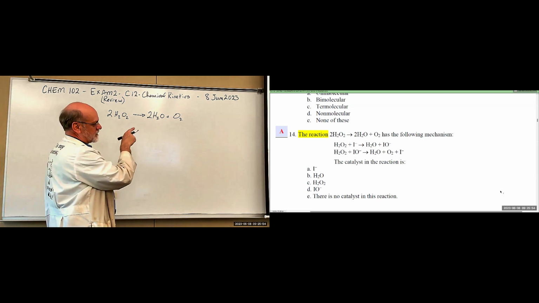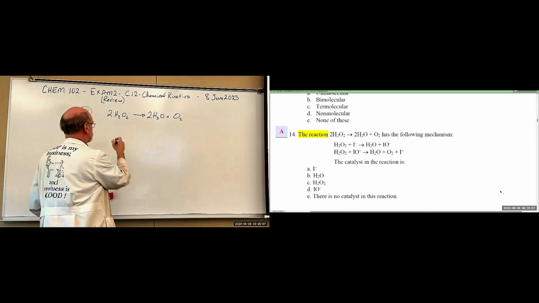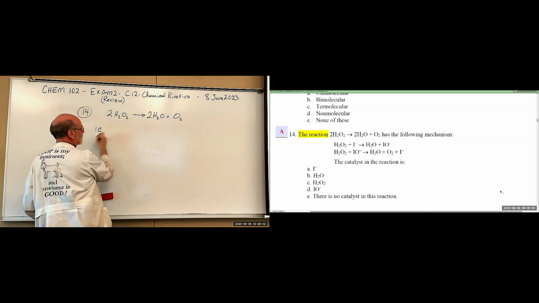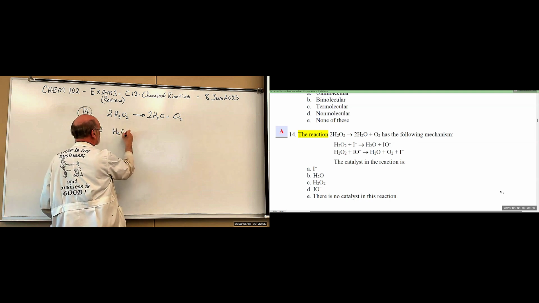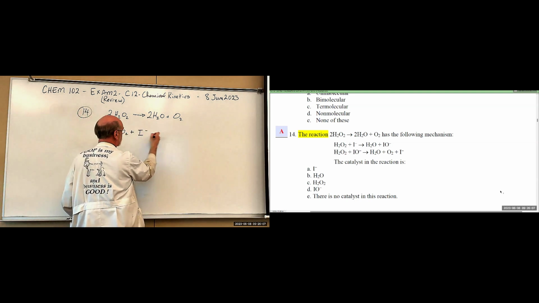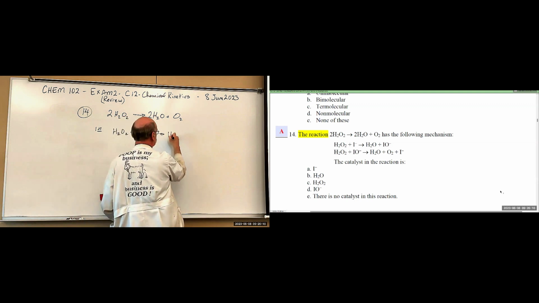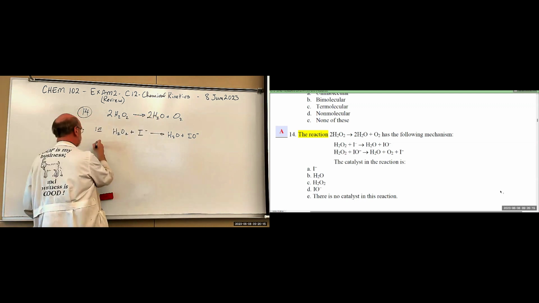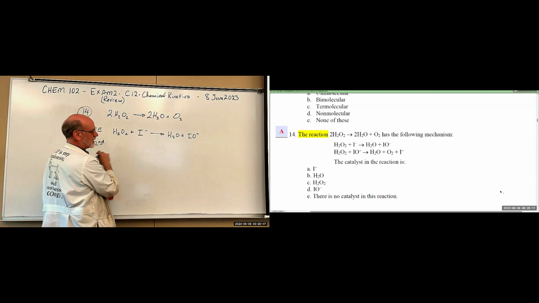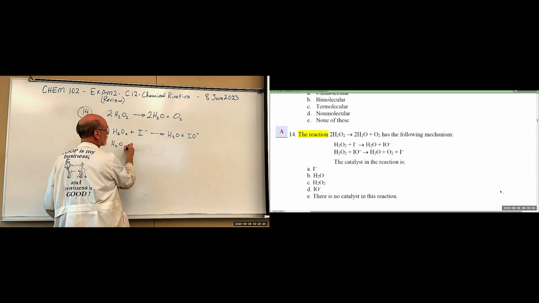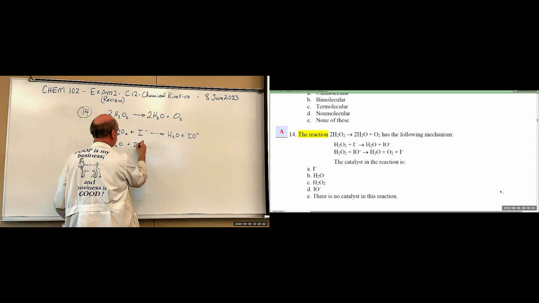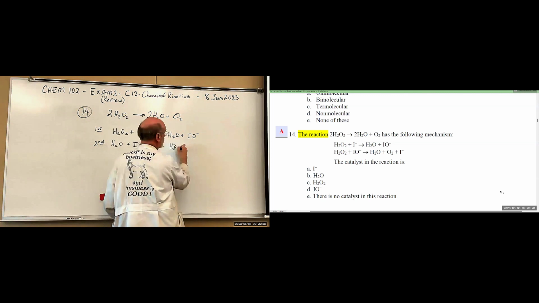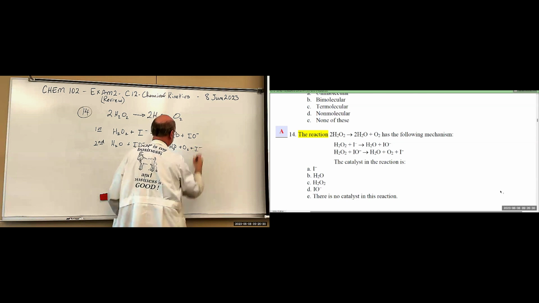So if we say it has this 2-step mechanism, the first step is H2O2 plus I minus yields H2O plus IO minus. And then the second step is H2O2 plus IO minus yields H2O plus O2 plus I minus.